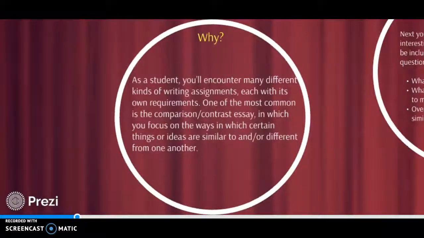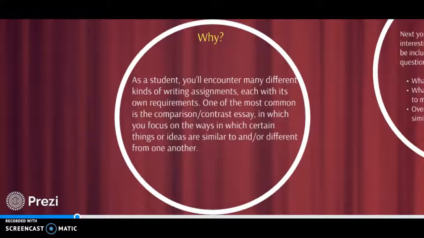Why? As a student, you'll encounter many different kinds of writing assignments, each with its own requirements. One of the most common is the compare and contrast essay, in which you focus on the ways in which certain things or ideas are similar to and/or different from one another. In terms of thinking about practical reasons for comparing and contrasting, why would this be an important skill?